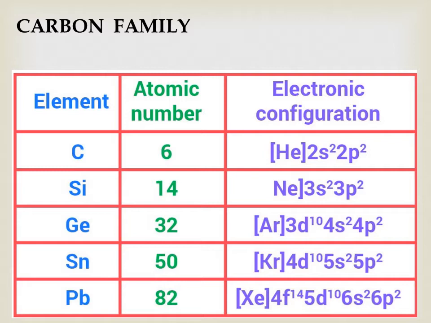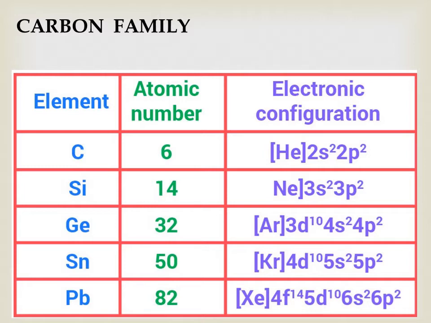So similar to group 13, the noble gas preceding the particular element is written, followed by the remaining electronic configuration. Now my dear students, if you look carefully, the outermost shell of carbon has 2s2 2p2. The outermost valence shell of silicon is 3s2 3p2. For germanium it is 4s2 4p2.